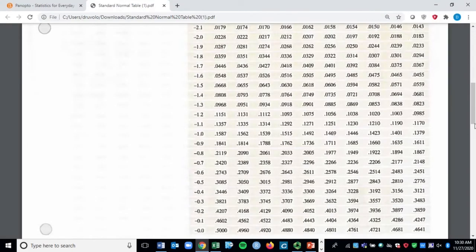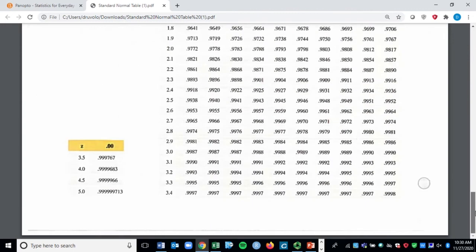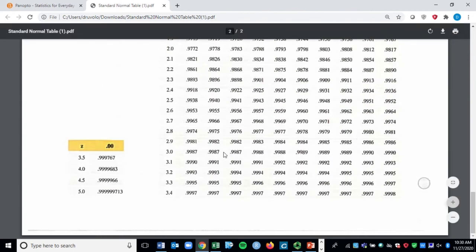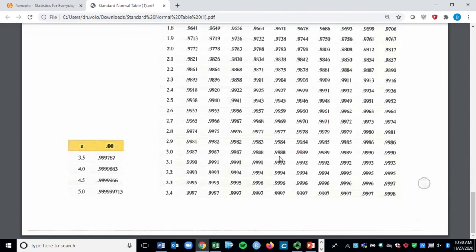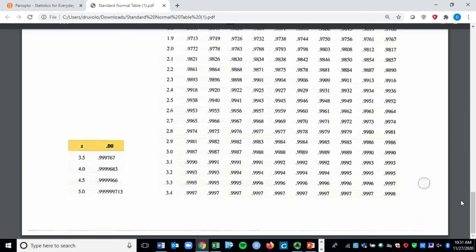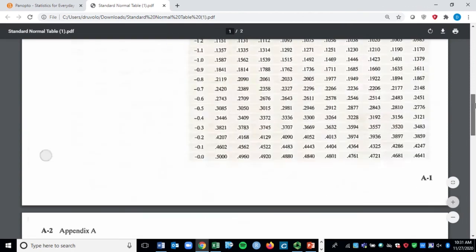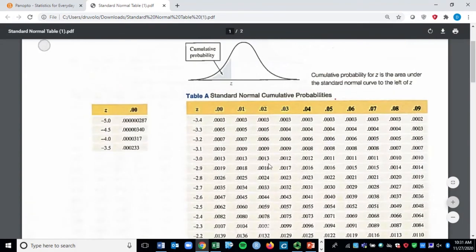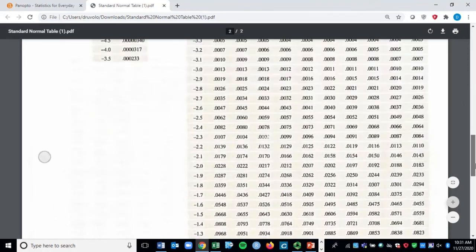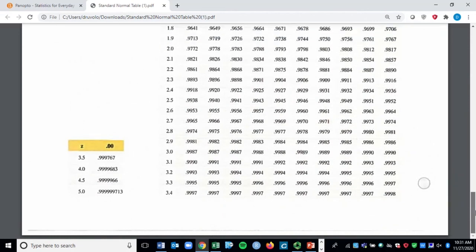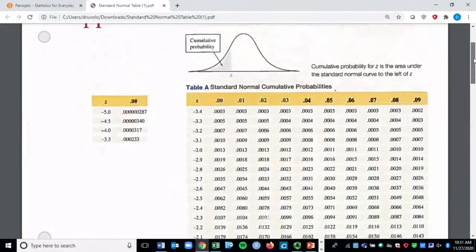3.04. 3.04 is way down here. So 1, 2, 3, 4. I got here 0.9988, but that's the area to the left. We need the area to the right, and so we're going to take 1 minus that. So we get 0.0012, I think, if I did my math right. So I'm sure if we looked up a negative 3.04, we would get that answer, 0.0012. Okay. So again, you can either do 1 minus, or you can use the idea of symmetry.